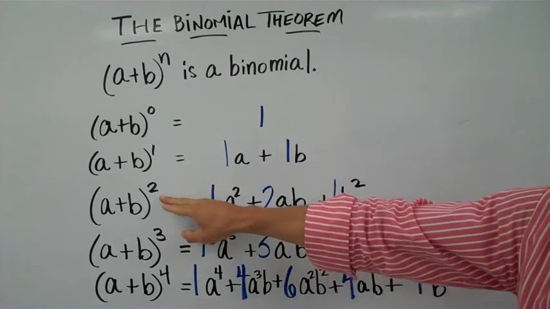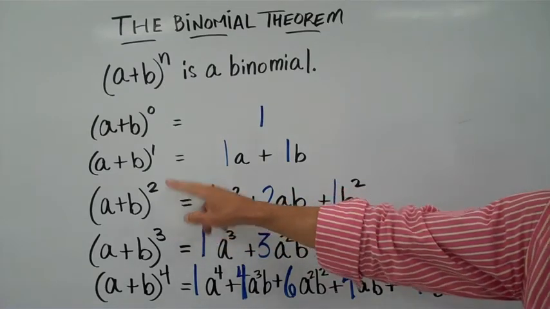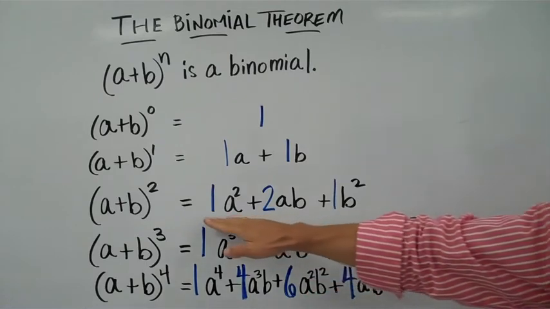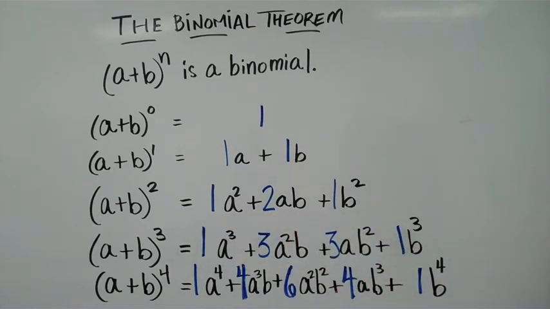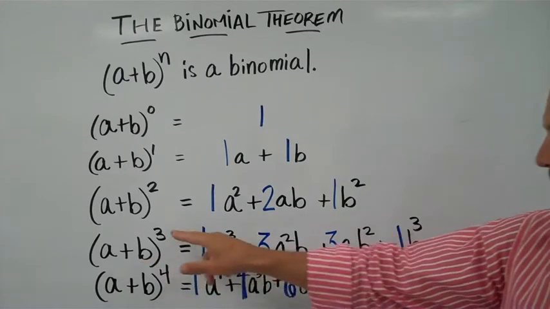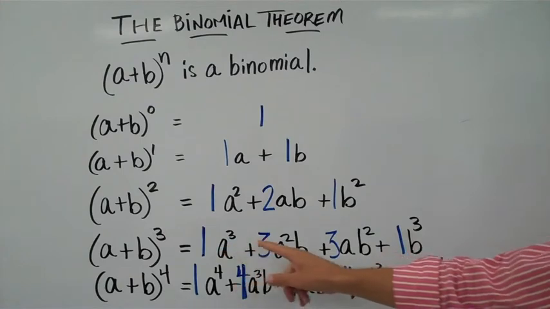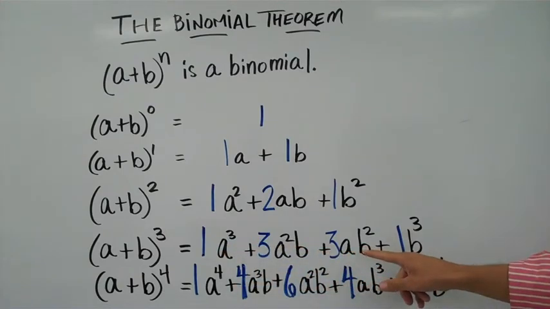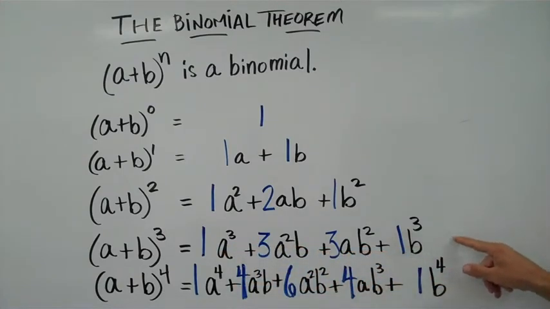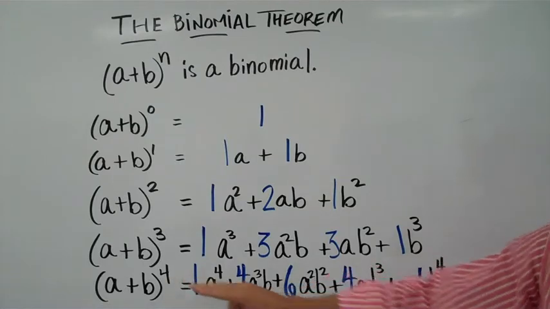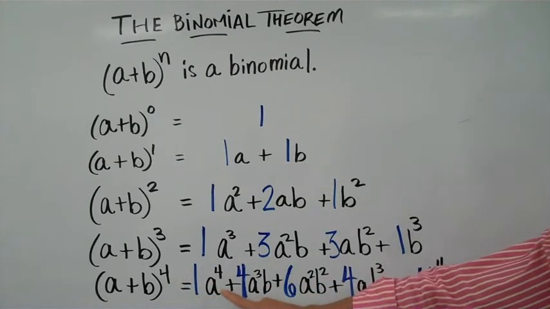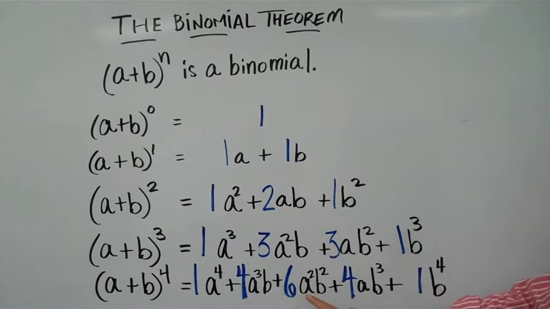Now, if we have the index here as 2, we're going to have to do a plus b times a plus b, which involves FOIL, which gives us this expression, 1a squared plus 2ab plus b squared. If we raise this binomial to the third power, we get 1a cubed plus 3a squared b plus 3ab squared plus 1b cubed. A plus b to the fourth, this binomial to the fourth power, gives us 1a to the fourth plus 4a cubed b plus 6a squared b squared plus 4ab cubed plus b to the fourth.